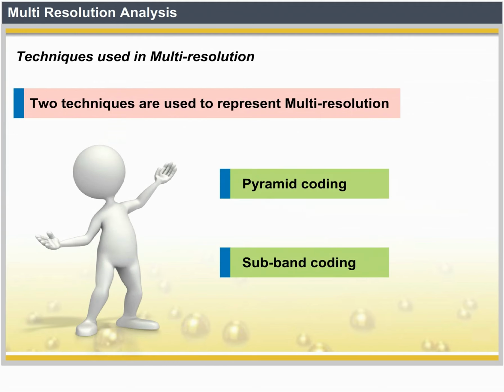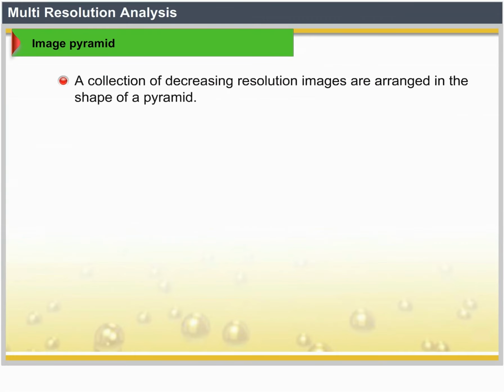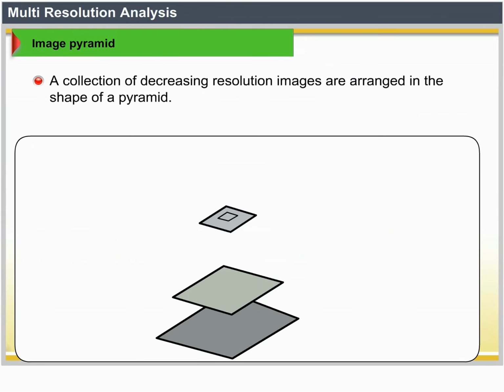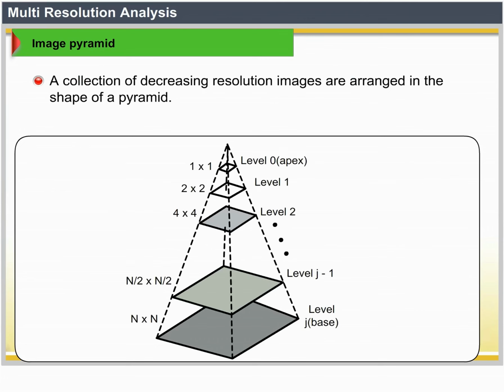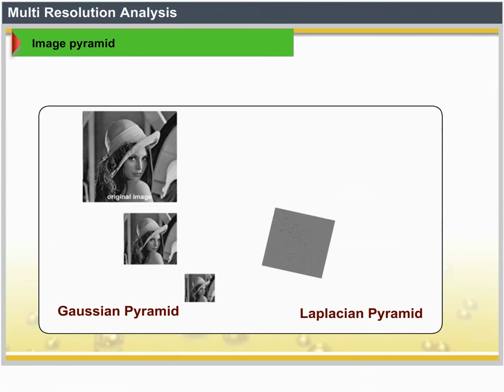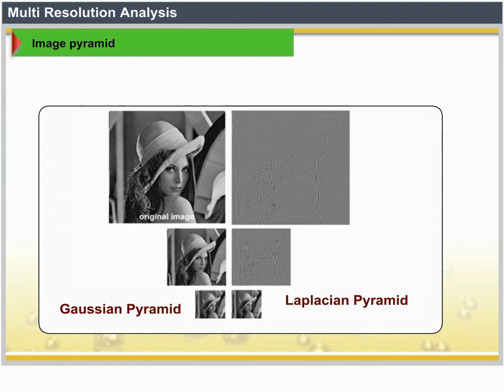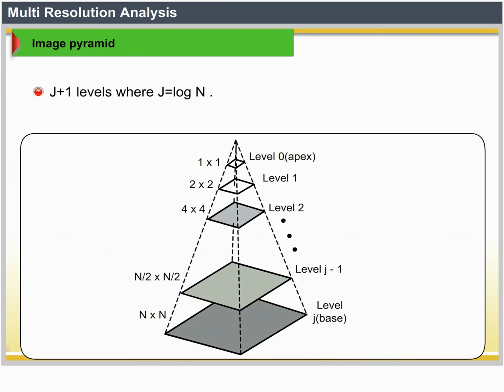Image pyramid. A collection of decreasing resolution images arranged in the shape of a pyramid. The original image and the Gaussian pyramid and the Laplacian pyramid are seen on the screen. J plus 1 levels where J equals log n. Usually there are P plus 1 levels where P is less than J.